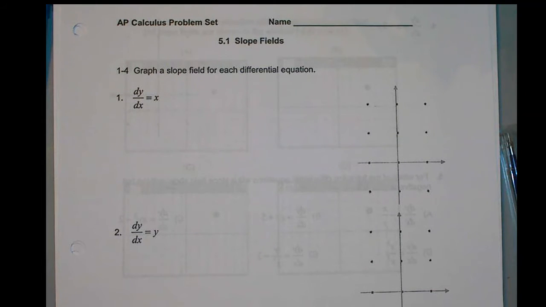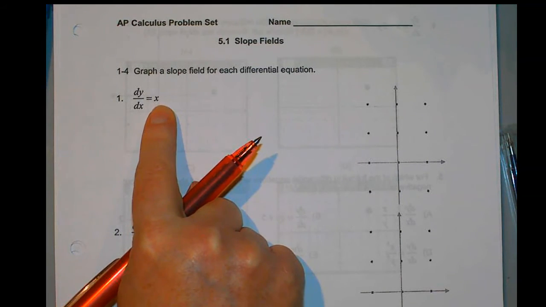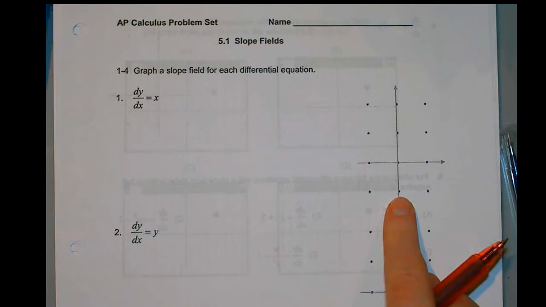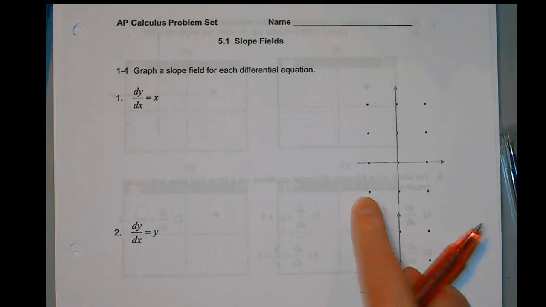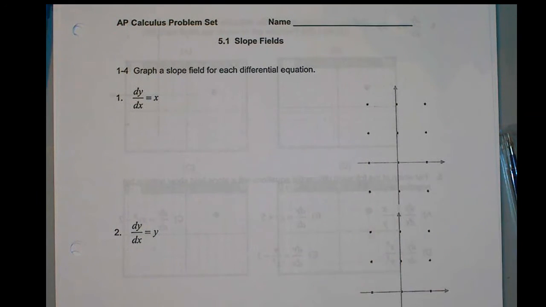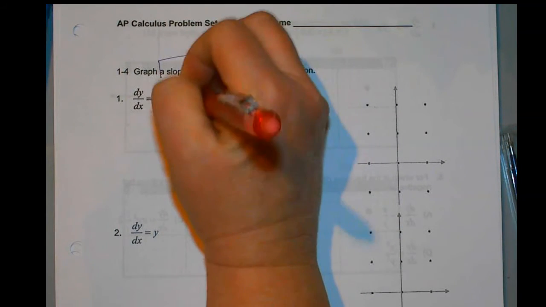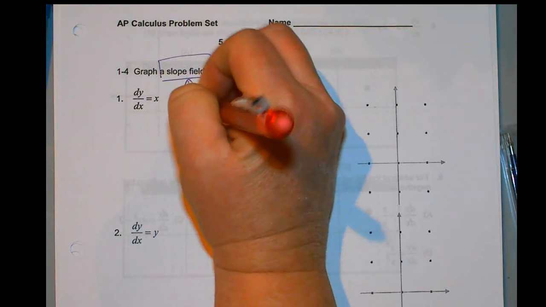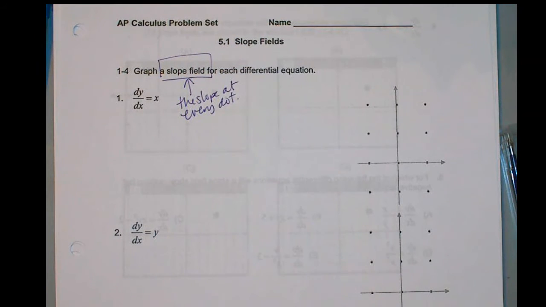Okay, so this slope field page is on Classroom, so y'all at home can print this. We're looking at, and some of them aren't implicit derivatives, like this one's not, it's just in terms of x. How we draw a slope field is we consider this as our xy chart, and at each little dot, we're going to draw a tiny little slope. A slope field represents the slope at every dot, or every xy coordinate.